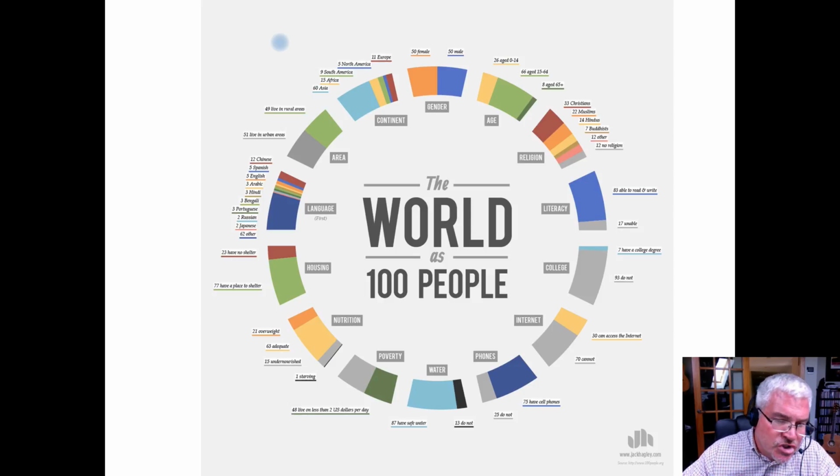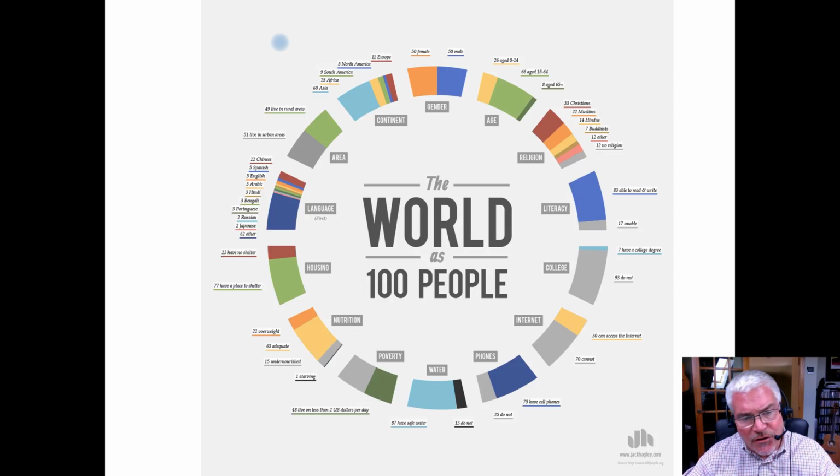In terms of nutrition, 21 are overweight. 63 are fine, adequate. 15 are undernourished. 1 is starving. So 15 and 1, 16 people are undernourished or starving. Almost half live on less than $2 a day. And there are 13 people who don't have drinking water. That tells you something about the world.